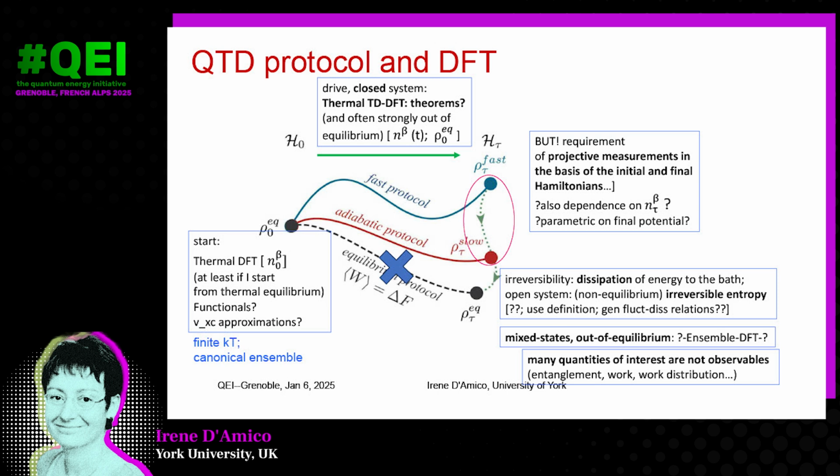I want projective measurements to calculate the work. How do I represent this within density functional theory? Which are the densities that are important for this? I have irreversibility, dissipation again. What does it mean to write, for example, the entropy related to the dissipation in terms of densities? How do I write the functional, which densities, and so on and so forth.